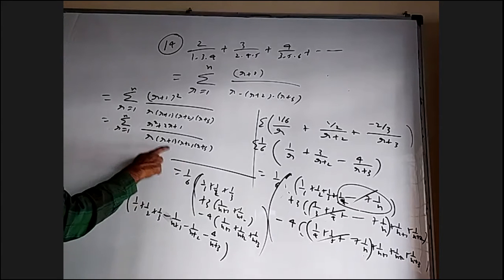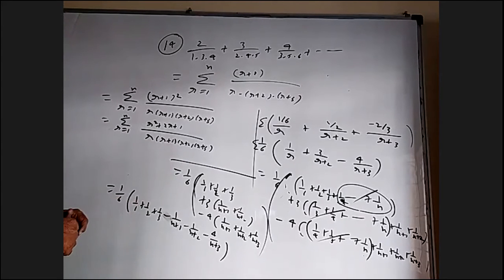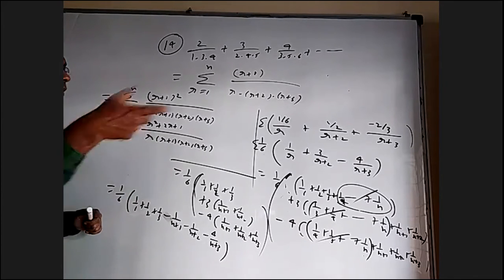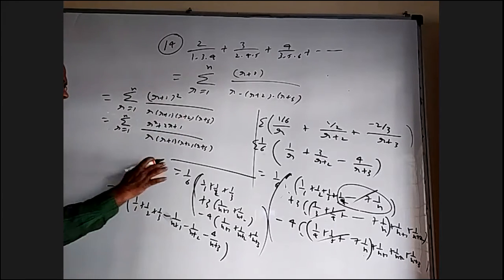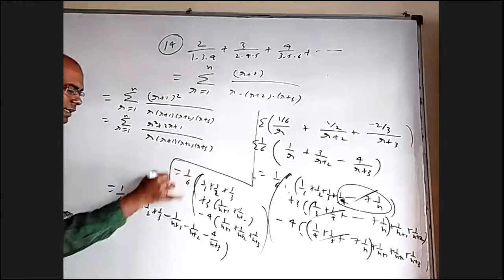I want to cancel either r into r plus 1, and r into r plus 1 plus 1. That's good. No, there is a problem. r into r plus 1 plus r plus 1. Three parts. Yes, so you have to get that idea.